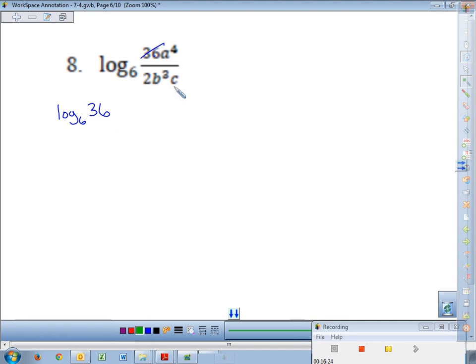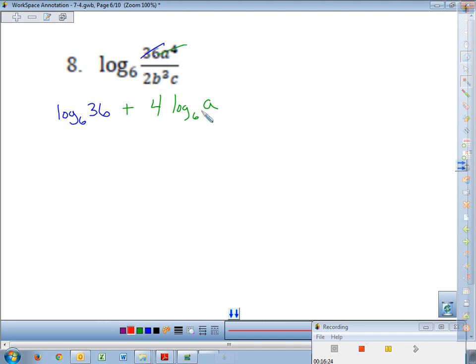The next thing upstairs is an a to the 4th. Since it's upstairs, what symbol will I put between these? Plus. Doesn't this exponent have to come in front, though? Right? Doesn't the exponent have to move in front? So what's the next thing you want to write? 4 log base 6 of a. You see how I kind of killed two birds with one stone right there? Instead of writing log base 6 of a to the 4th, I just took that 4 and already brought him in front. All exponents go in front of the log. Cool? So done with him.